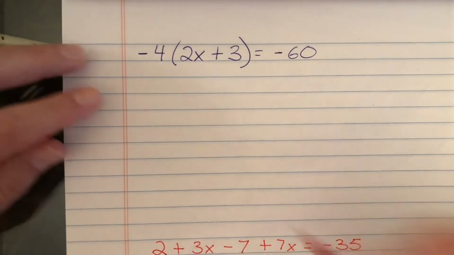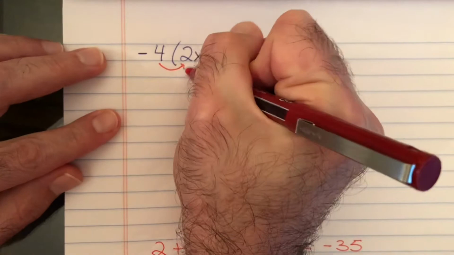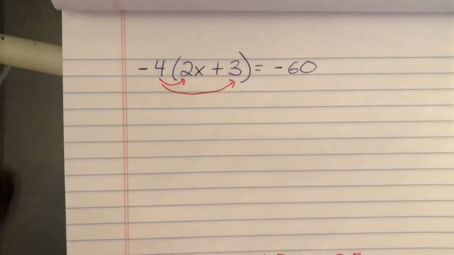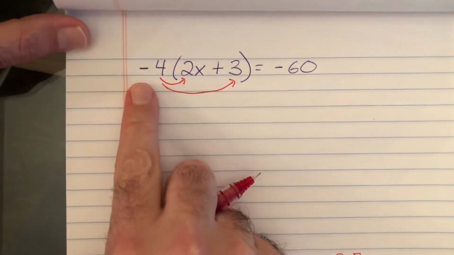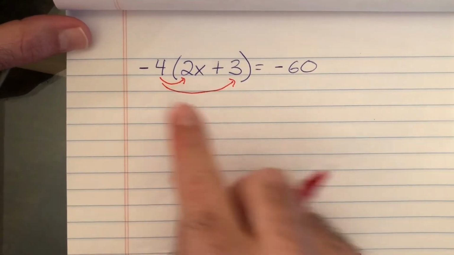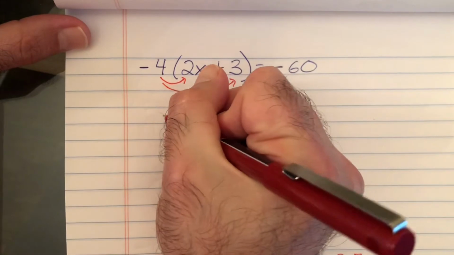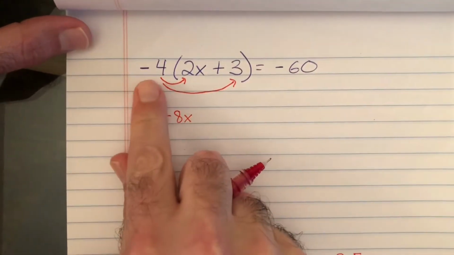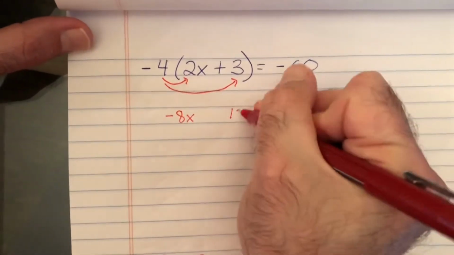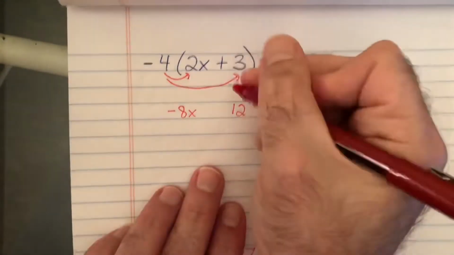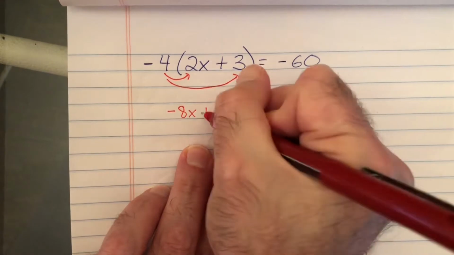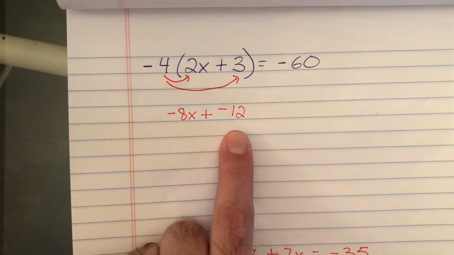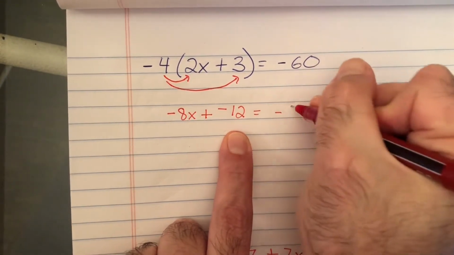An equation with distributive property. Take that negative 4 and multiply it by everything that's inside the parentheses. Don't forget that that 4 is negative. Negative 4 times 2x. 4 times 2 is 8. A negative times a positive is a negative. So negative 8x. And 4 times 3 is 12. And a negative times a positive is a negative. So negative 8x plus negative 12 equals negative 60.